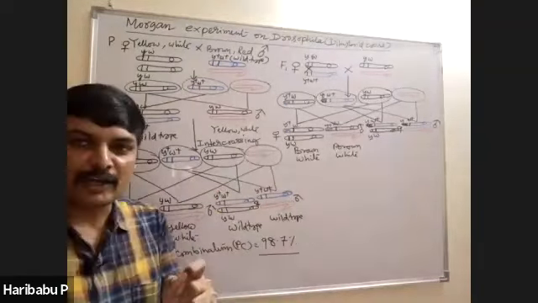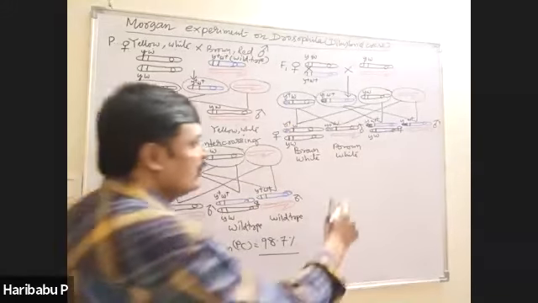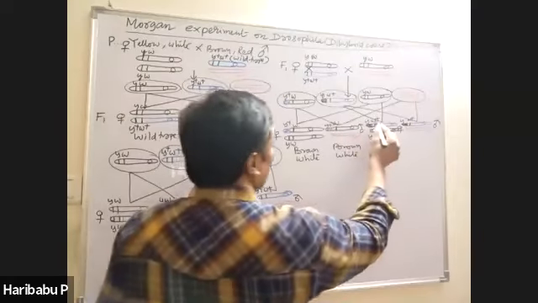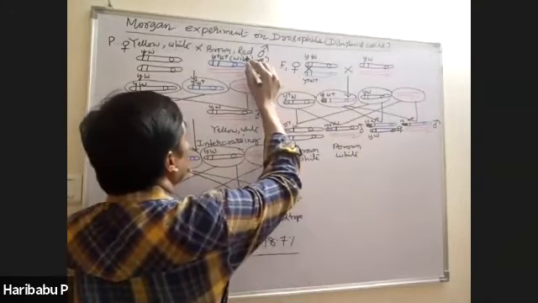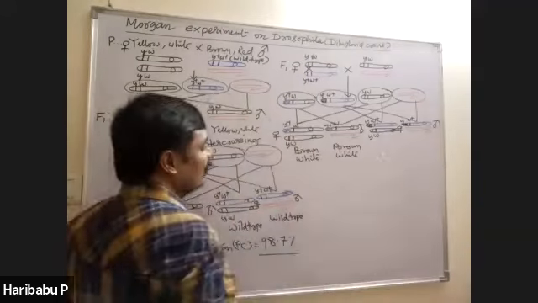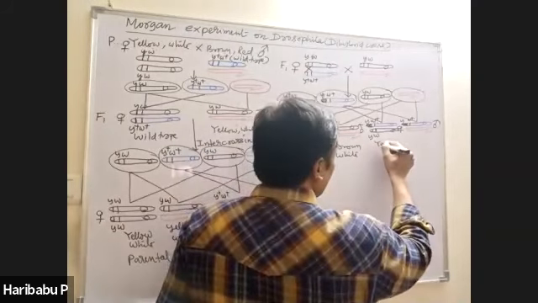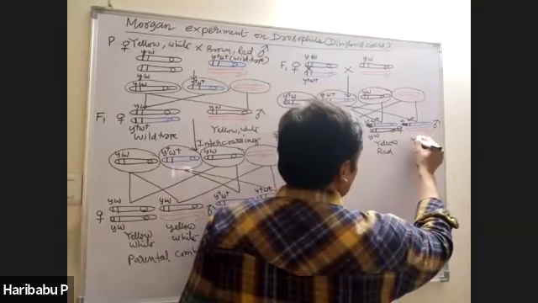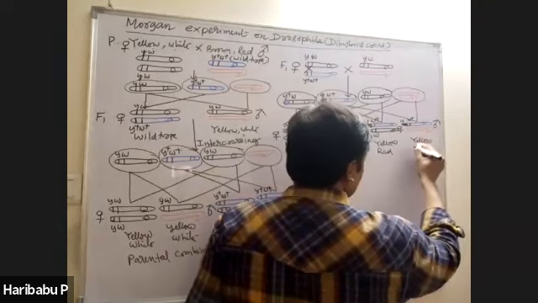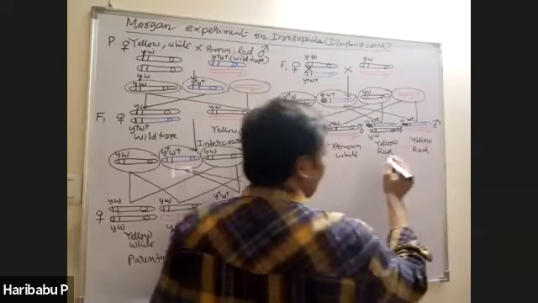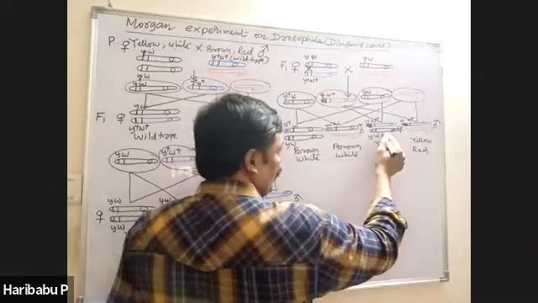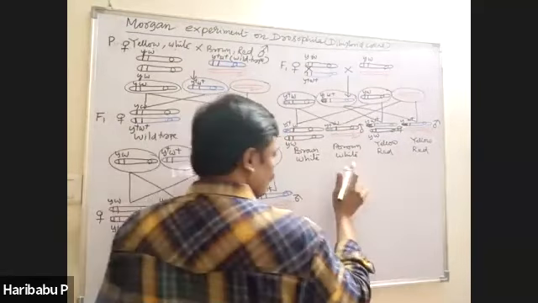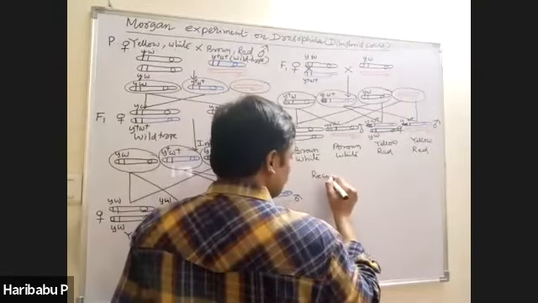One type of recombinants. Now, see here, Y, yellow. W plus, red. Therefore, yellow red. Here also yellow red. Yellow red female, yellow red male. These are the recombinations.